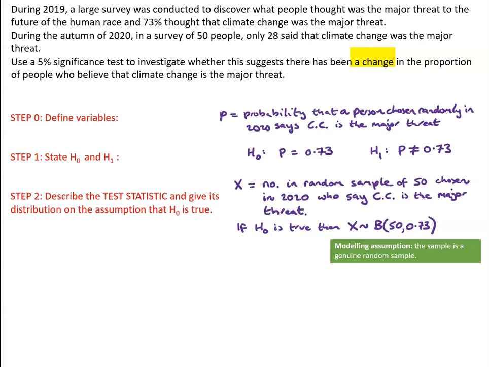Again, we've got the modelling assumption to think about: clearly we need the sample to be a genuine random sample. We need to state the significance level of the test. Well, we've been told to do a 5% significance test and decide whether the test is a one-tail or two-tail test. Because we're looking at whether there's been a change in the proportion of people, it's definitely a two-tail test.